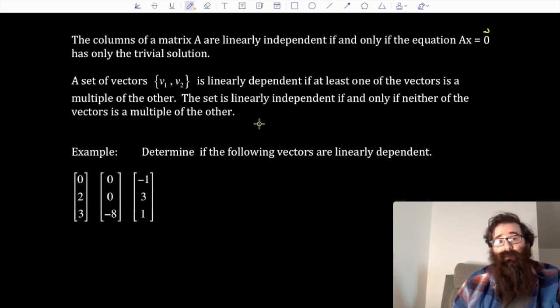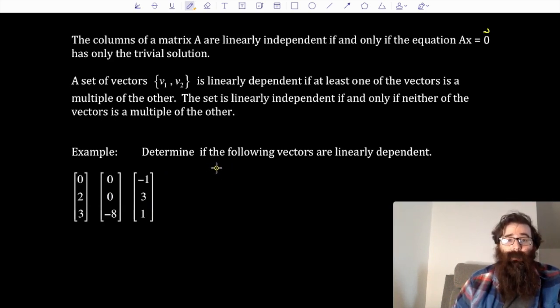But if we have more than that, then chances are we want to go through some row reduction. Let's take a look at this first question we have here. Determine if the following vectors are linearly dependent. Now here I have a set of 3 vectors: (0, 2, 3), (0, 0, -8), (-1, 3, 1). And I think that you can look at this and get a sense as to what's happening by inspection. I think you can even argue it too. But the best way to go about this is to go through some row reduction.